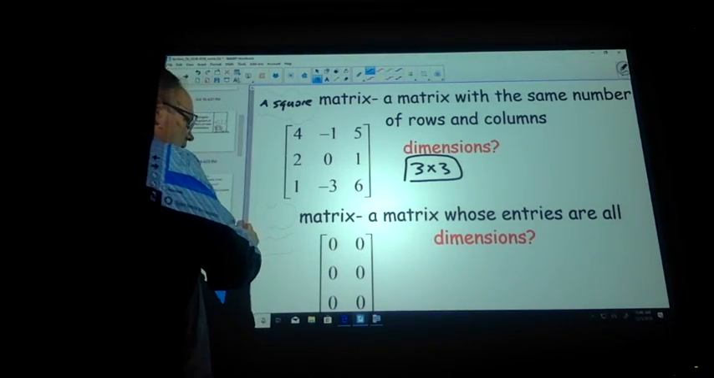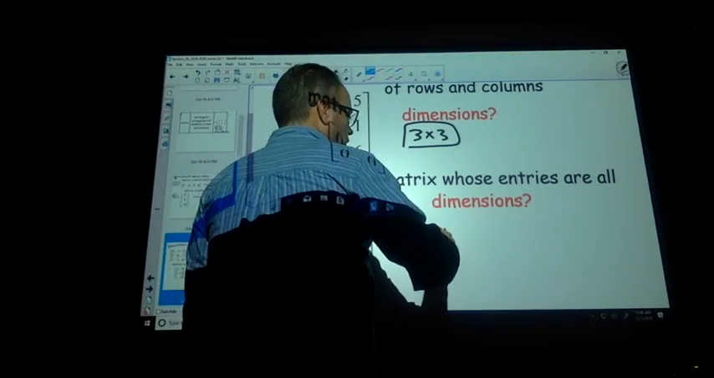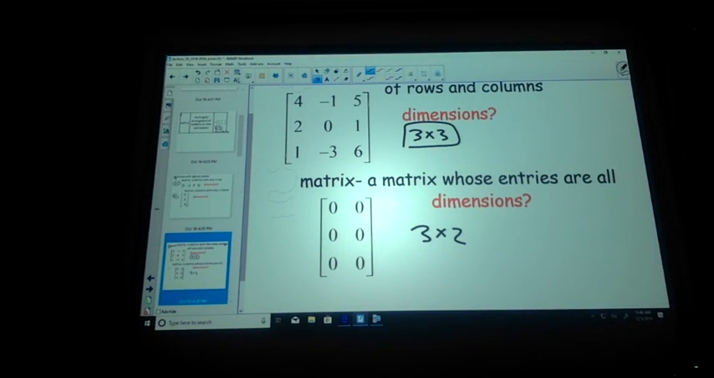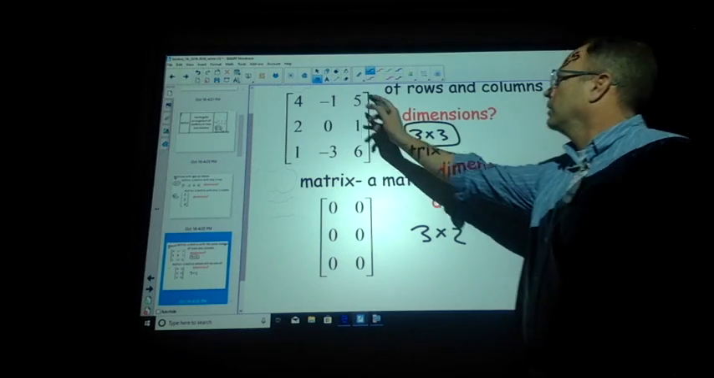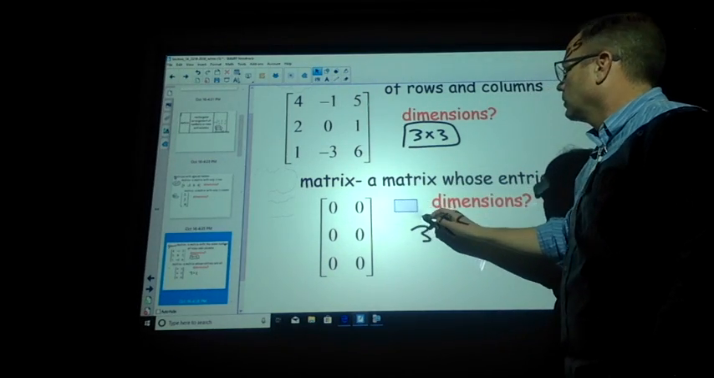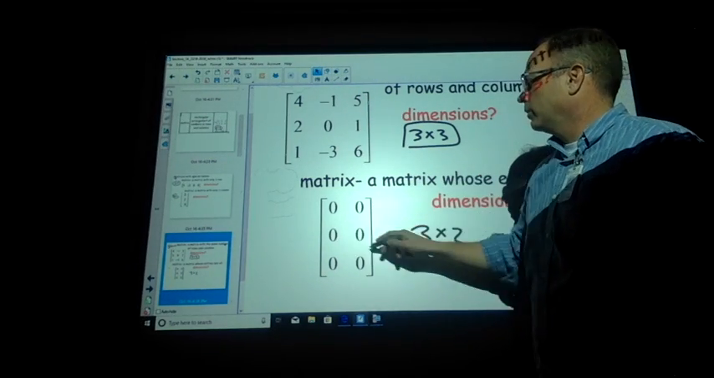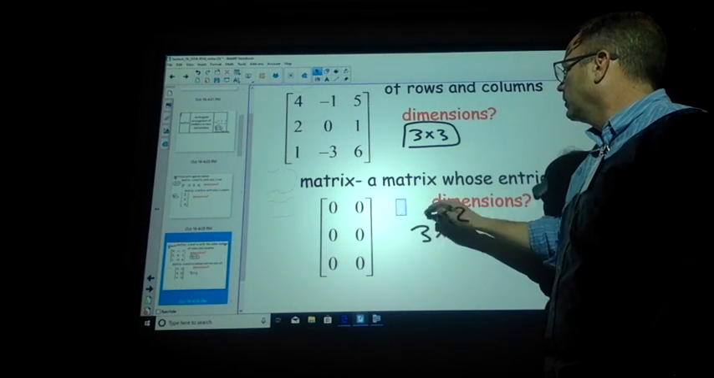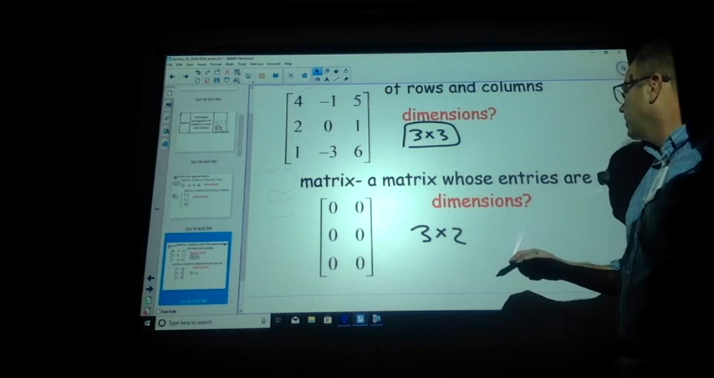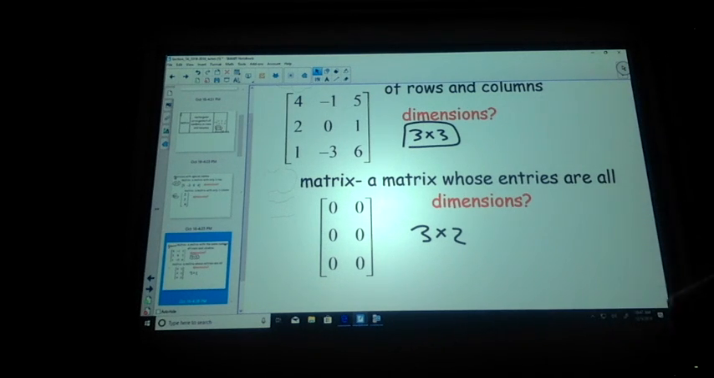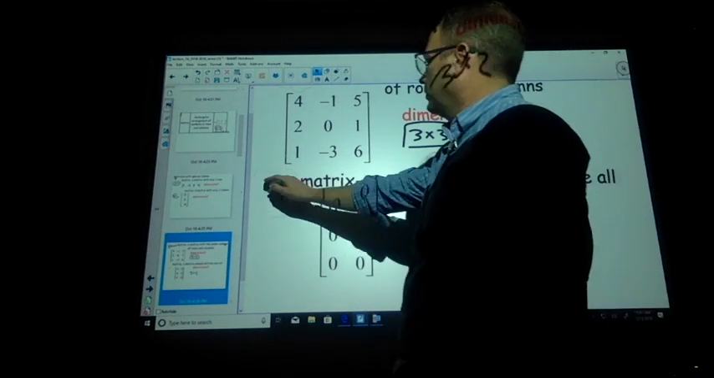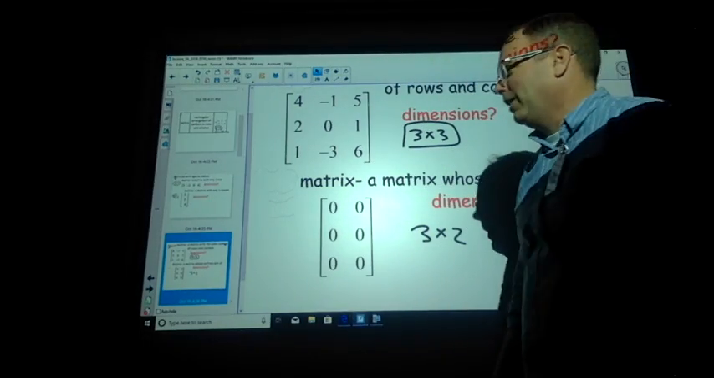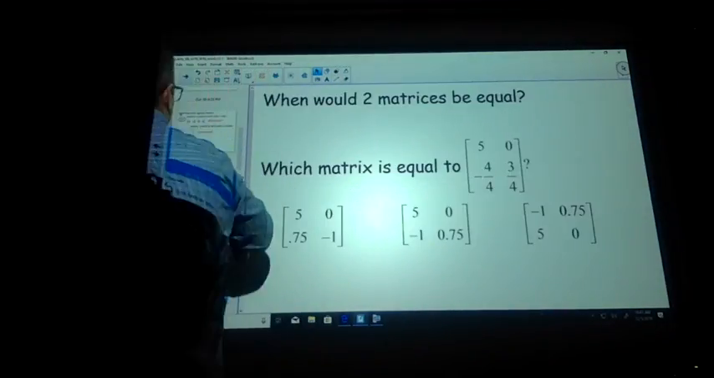This looks like a 3x2. And blank matrix is a matrix whose entries all are... Wait, wouldn't that be a 2x3? 3 rows, 2 columns. Oh. Let's see, do I have anything here? That are all. I can't move whatever this is. I don't know what that's supposed to be. All right, we named it. Let's move on.